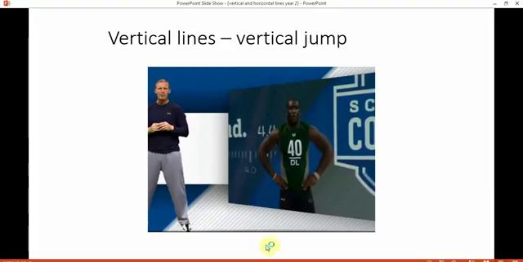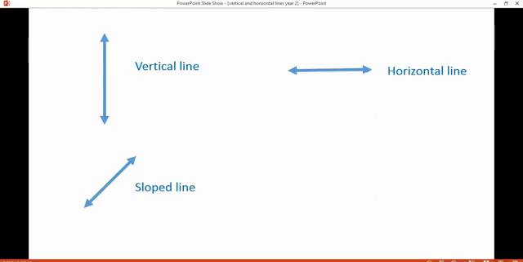All right, so hopefully that'll help you remember vertical, like have something to associate the word vertical with that upward or downward movement. So anyway, here's a quick recap. Vertical lines are straight up and down. Horizontal lines are straight side to side, like the horizon. And then sloped lines are lines that are slanted like this.